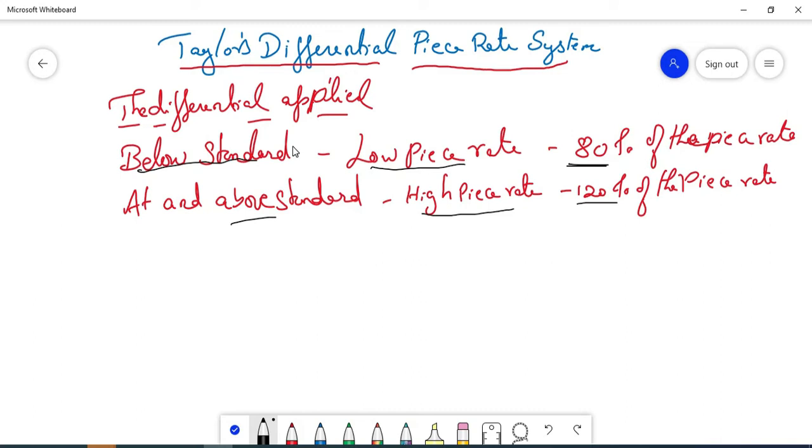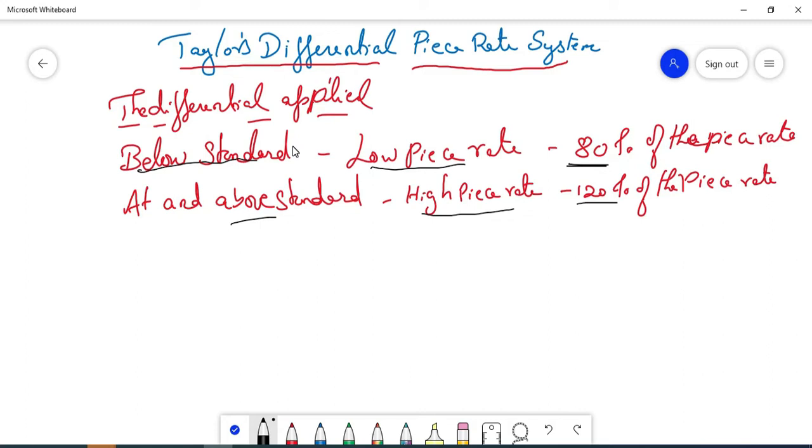Now we are going to see the differential piece rate wage system. The differential piece rate system has more than one piece rate. Under the straight piece rate, a single flat rate per unit of production is paid, but under differential piece rate, different rates are paid at different levels of output.